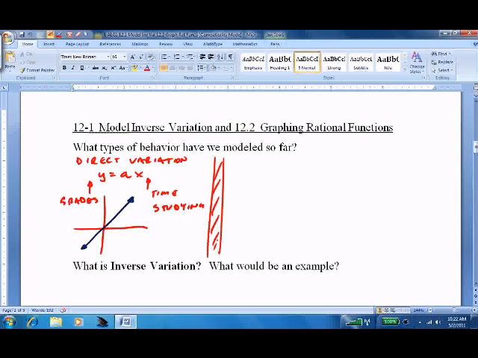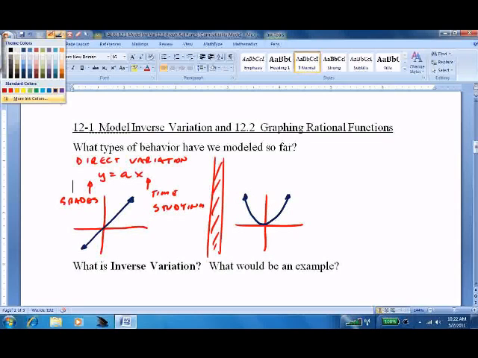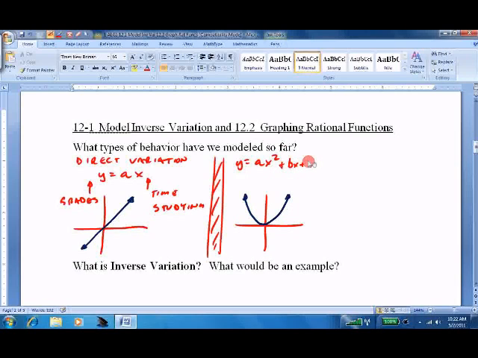The other types we have tried are parabolic, which looks like this. And that was y equals ax squared. And I know both the direct variation had a plus b on it, but we're not going to use those for this purpose. This had a plus bx plus c, but we're not going to use those for this purpose. And we also did the square root function, y equals, we'll put an a out front, square root of x.